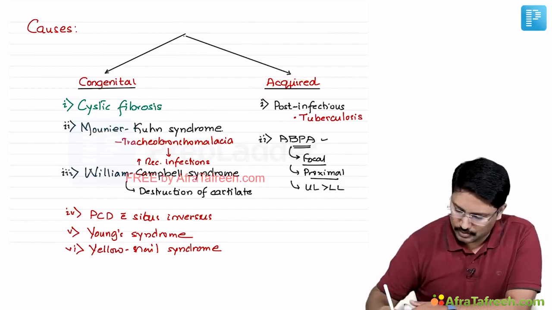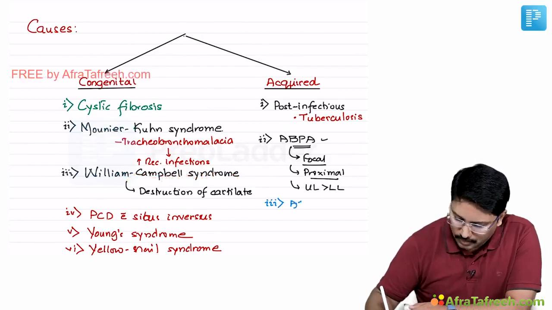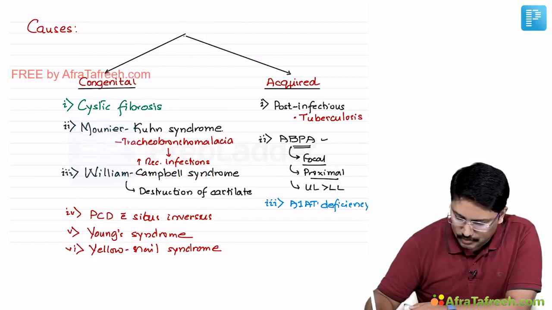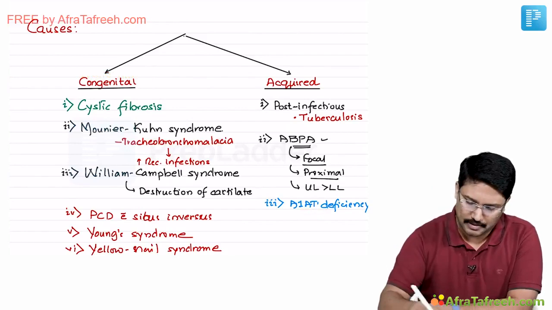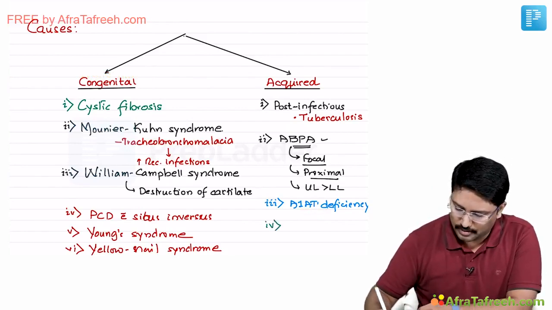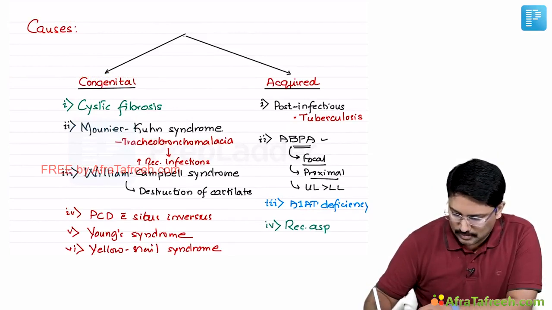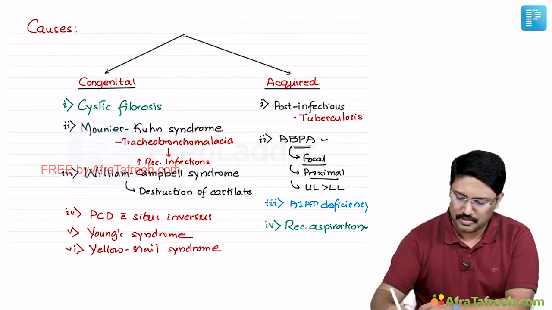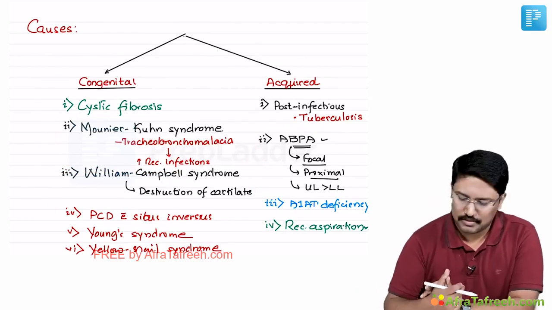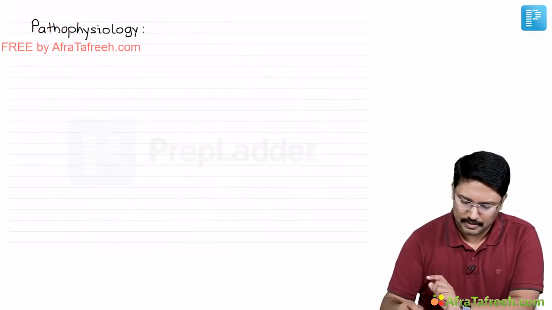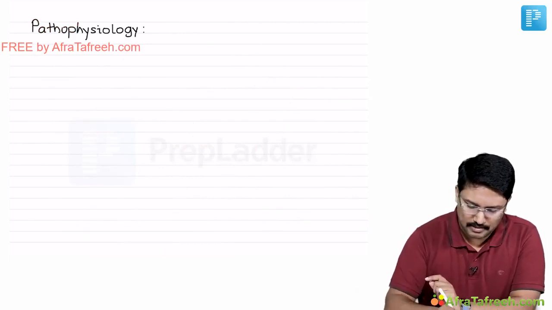Other than that, you can also have development of bronchiectasis in patients with alpha-1 antitrypsin deficiency. That's a third condition that you need to remember. As I've already told you, you will also be thinking about recurrent aspiration or aspiration pneumonia as a cause for bronchiectasis. These are acquired. Most of these cases are likely to be focal, and congenital, as I've already told you, are likely to be diffuse. So these are the causes for your bronchiectasis. Now, in terms of the pathophysiology, what is the abnormality that is happening?